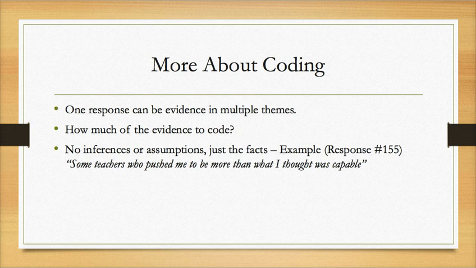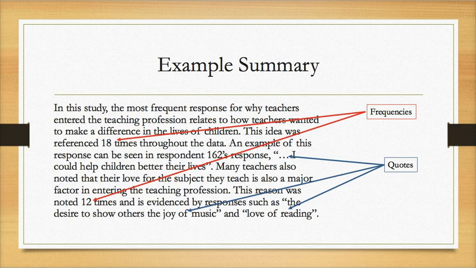Okay? The next thing I want to show you is how to write a summary. So let me first read you the sample summary, and the numbers in here, the 18 and 12, are hypothetical. I didn't actually code exactly those numbers, but I just put some numbers in here to use as an example. So here's an example summary. In this study, the most frequent response for why teachers enter the teaching profession relates to how teachers wanted to make a difference in the lives of children. This idea was referenced 18 times throughout the data.